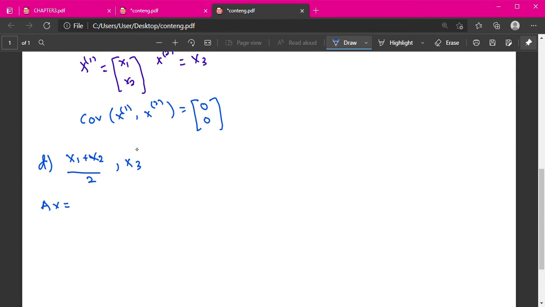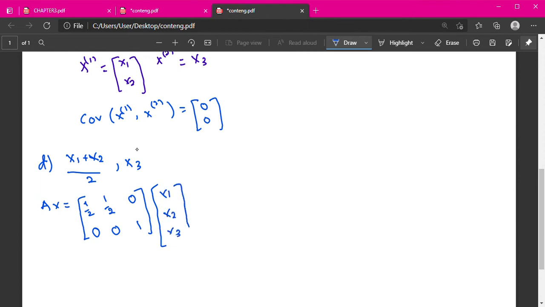Which is, kita ada dua linear combination. So yang pertama, this part. Variable still ada 3. So it is 1 over 2, 1 over 2, and 0, untuk first linear combination. Second linear combination, only X3. So it will be like this. Tetap. So it is X1, X2, and X3.